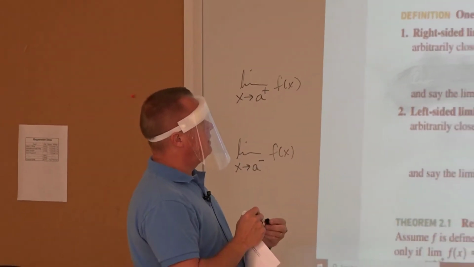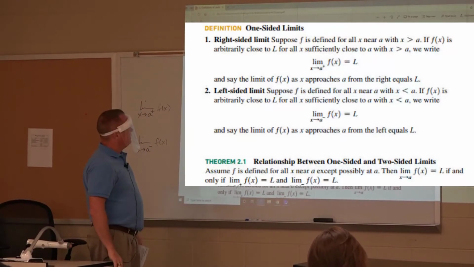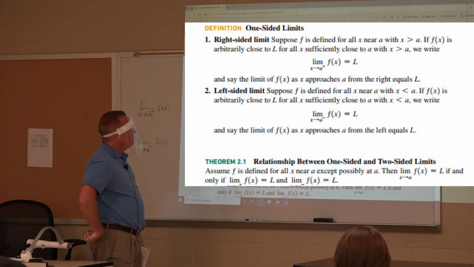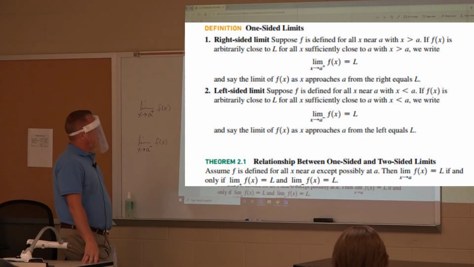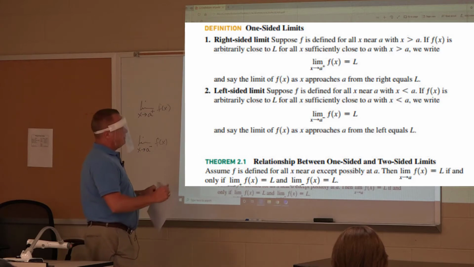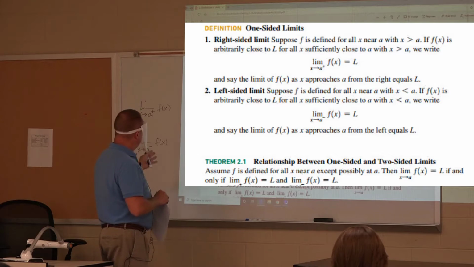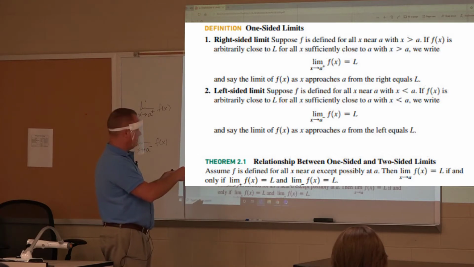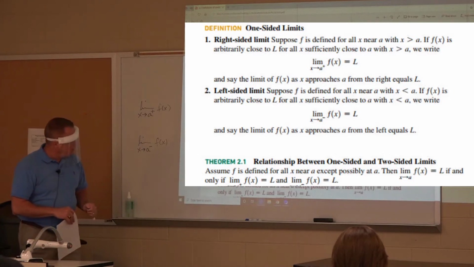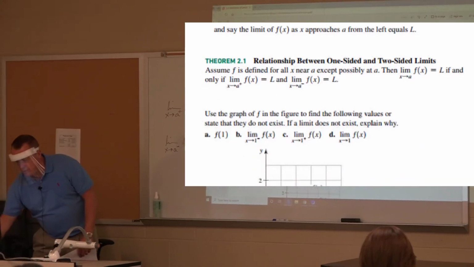Suppose f is defined for all x near a with x greater than a. If f of x is arbitrarily close to L for all x sufficiently close to a with x greater than a, we write that and say the limit of f of x as x approaches a from the right equals L. It's the same thing we talked about a while ago, except you're only looking at one side. So you've got the limit from the left, you've got the limit from the right, and that leads to Theorem 2.1, which is an important theorem.